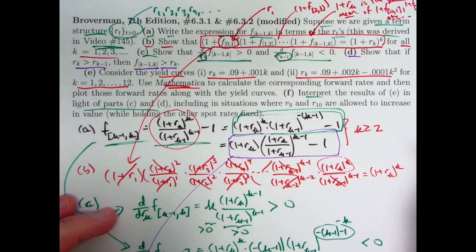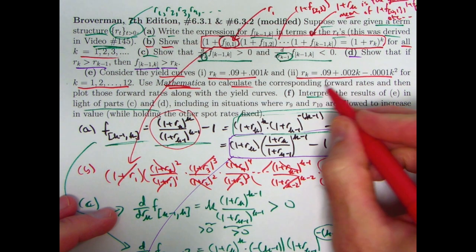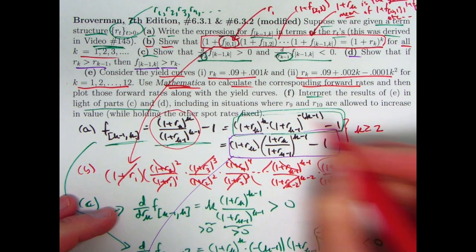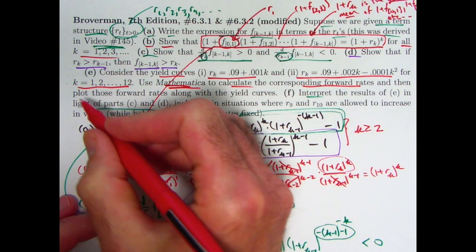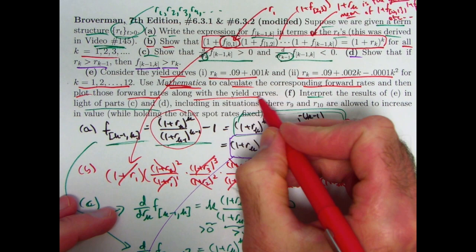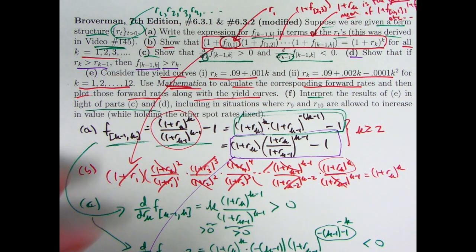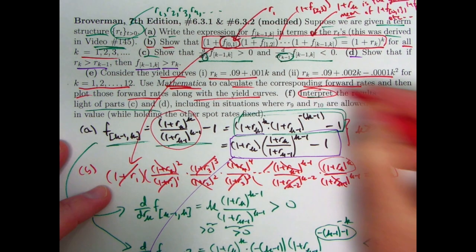Again, we'll be using a computer program, Mathematica, to calculate the corresponding forward rates, and we'll make tables of values. We'll plot those forward rates along with the yield curves and compare. And finally, the most important part is the interpretation.